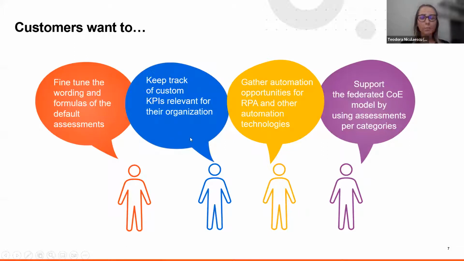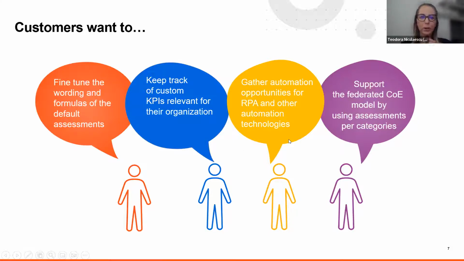Then the part with the reporting to various stakeholders and to top management, this is of course quite important for improving the success of the automation program. So our customers mentioned that defining and tracking custom KPIs that are specific to their organization is something they definitely need in Automation Hub.